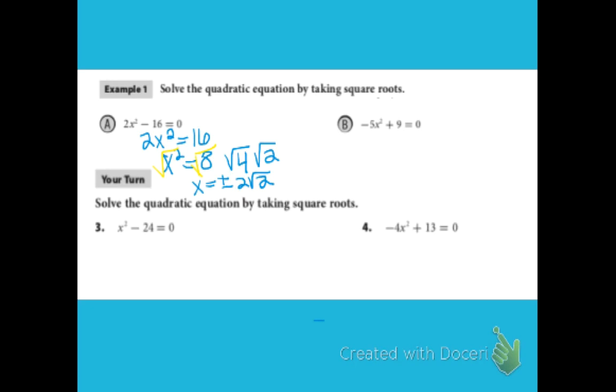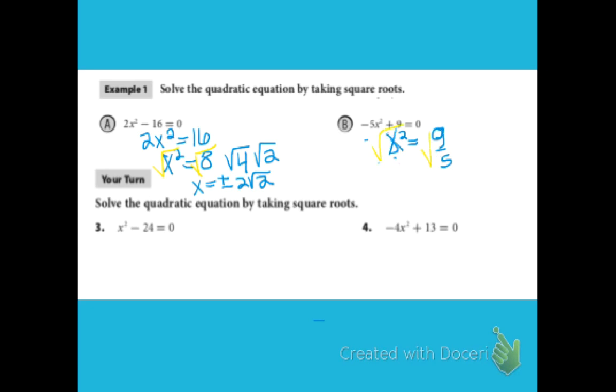So in example B, when we bring the 9 to the other side to try to isolate the x squared, we then have to divide both sides by -5, and that makes this positive 9/5 because the two negatives will cancel.